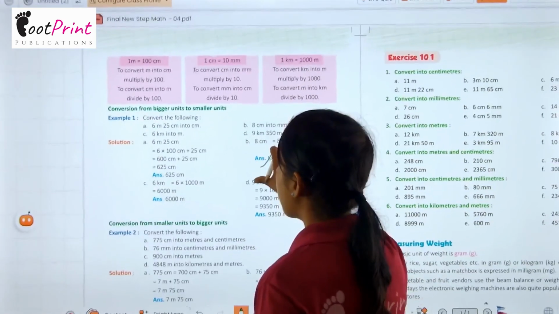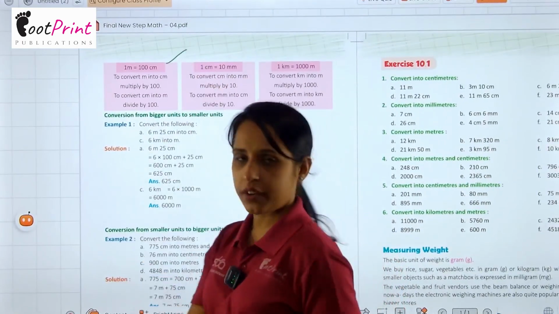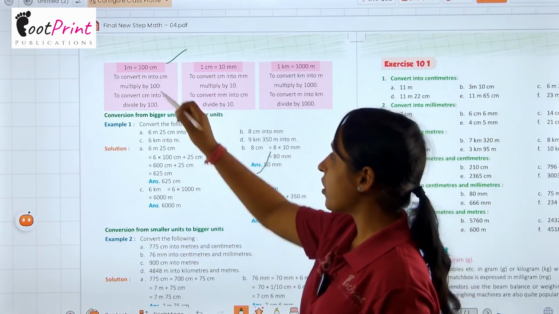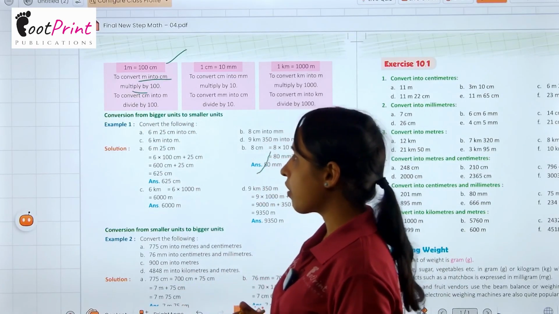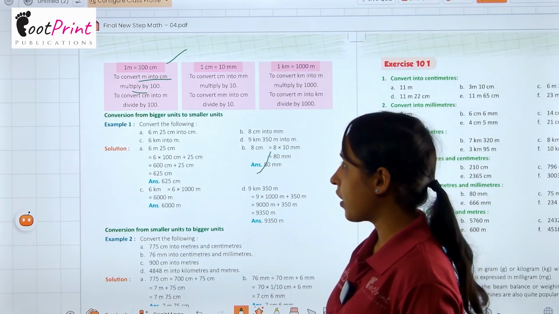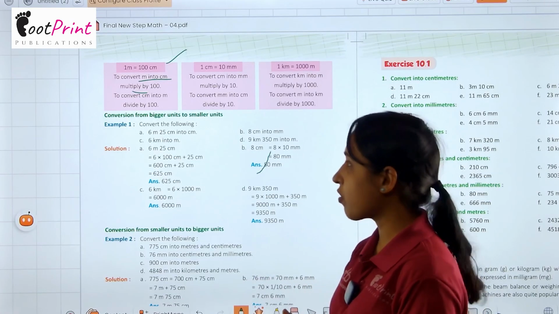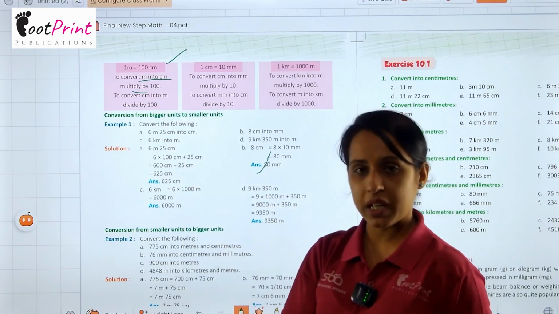First is 1 meter equals 100 centimeter. 1 meter में कितने सेंटीमीटर होते हैं, 100. So to convert meter into centimeter, we will multiply it by 100. कि जब हमें मीटर से सेंटीमीटर में चेंज करना है तो हम उसको 100 से मल्टीप्लाई करेंगे.